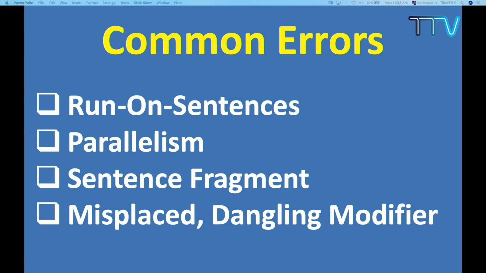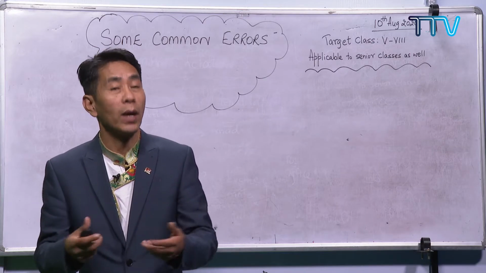Yes, we talked about the common errors. By now, you should know these words. These words should be on the tip of your tongue, so that next time when you make a mistake, it will give you some kind of alarm and prevent you from making these common errors. Run-on sentences, parallelism. Run-on sentences, you remember what that is?